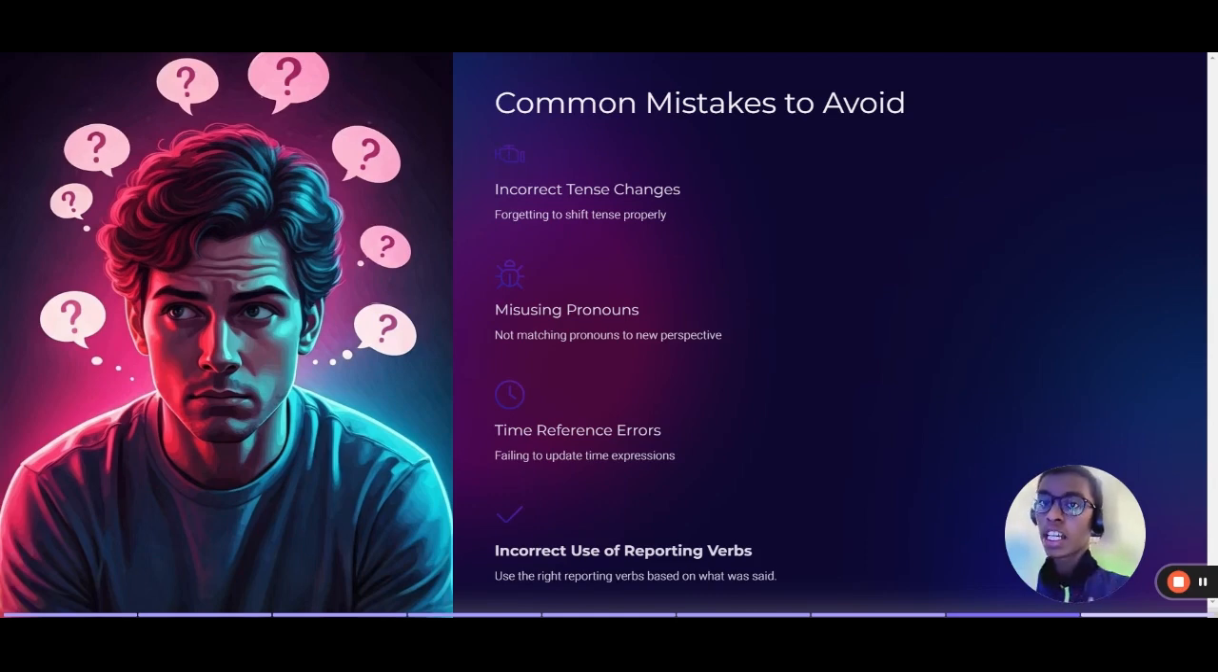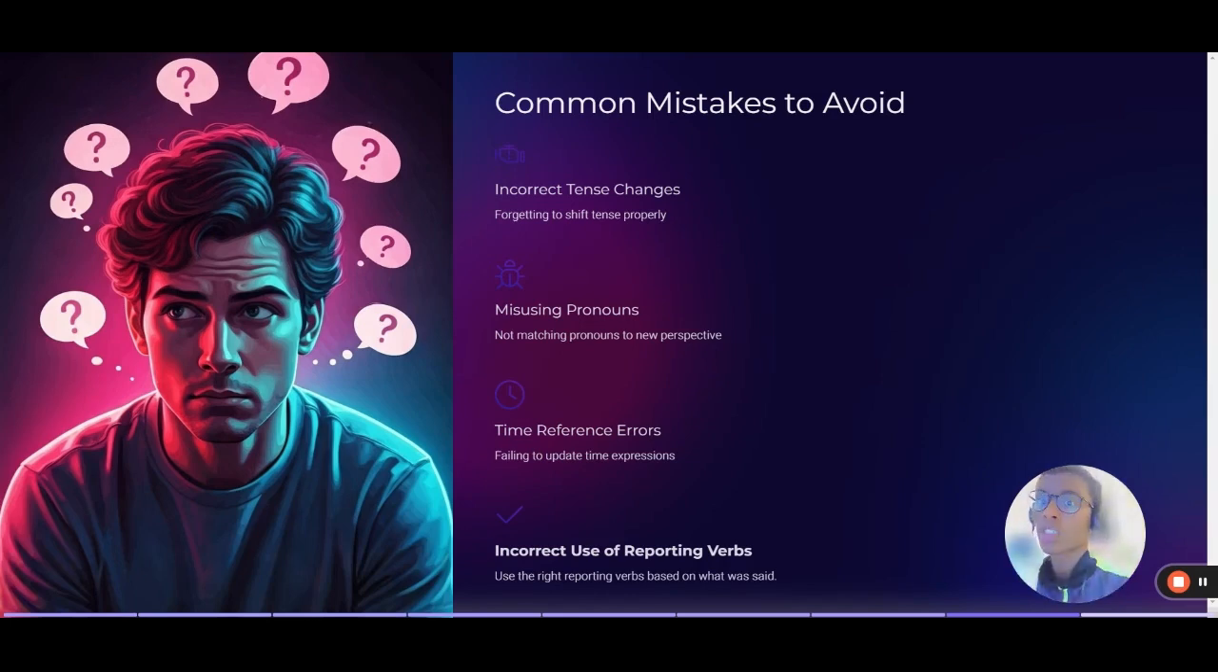Number three is forgetting to adjust time references. Time and place words need to be updated. If someone says, "I will meet you here tomorrow," and you forget to adjust it, you might write, she says she would meet me here tomorrow. But it should be, she said she would meet me there the next day.